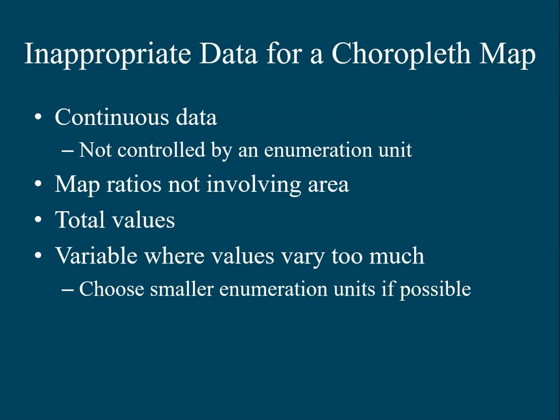All right, data that's inappropriate for choropleth maps. So continuous data, so stuff that's not controlled by enumeration units. An easy one right there is going to be weather. All right, rain, wind speed, things like that, they are not limited to a single enumeration unit. They exist everywhere. If we can't actually identify permanent locations of something, it's not ideal to use a choropleth map to do it. I see a lot of environmental studies that will utilize choropleth maps, but they're not always the most appropriate way to do it.